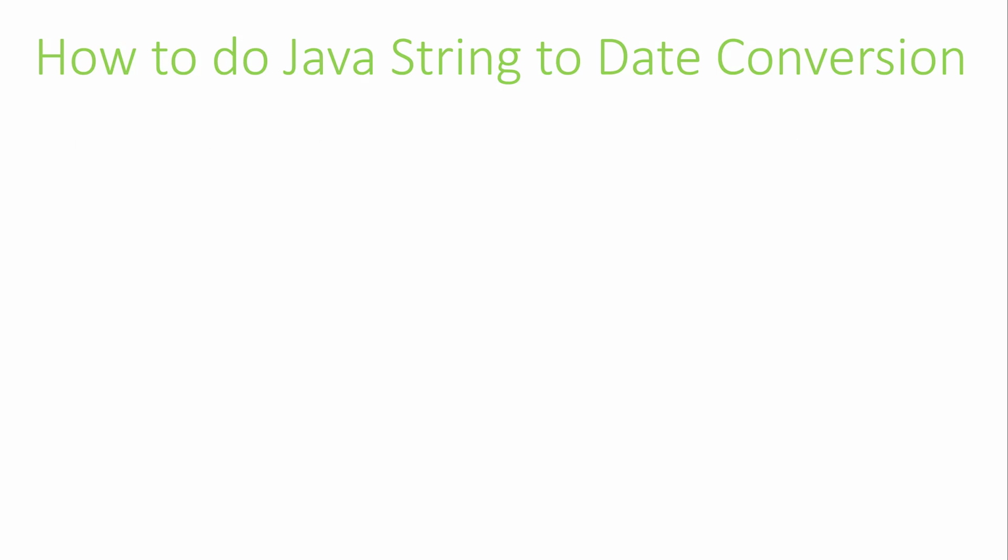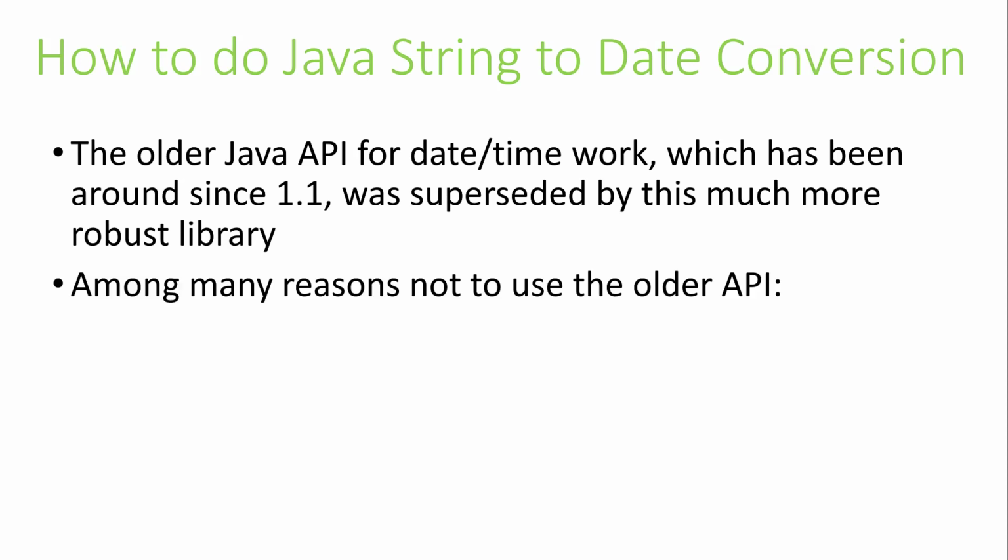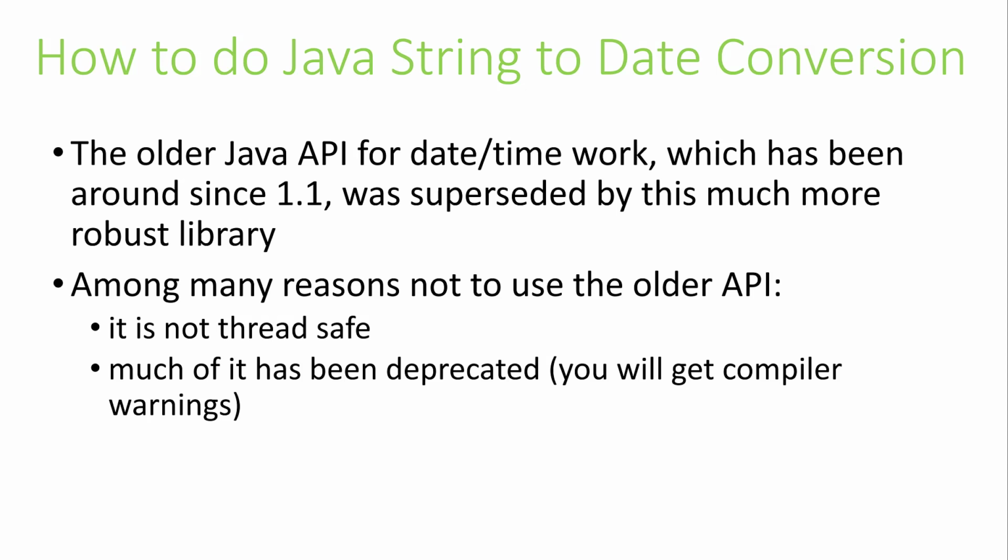First, in code you may maintain as a developer, or review as a security analyst, you may see the older Java API for date and time related matters, which has been around since Java 1.1. This library is effectively obsolete and has been superseded by a much more robust library. The older library should not be used for many reasons, including the fact that it's not thread safe. Many of the methods have been deprecated, meaning you'll get compiler warnings when you use them.